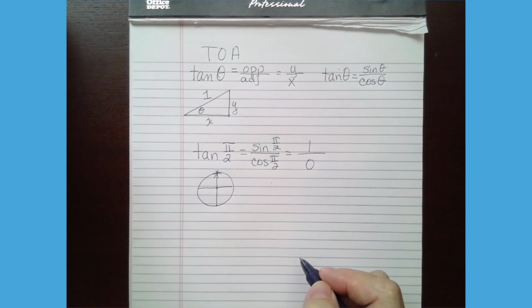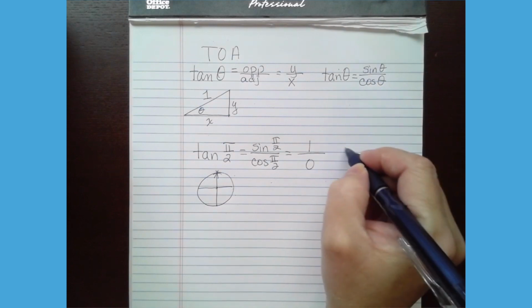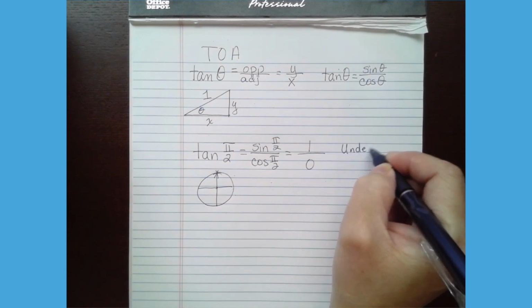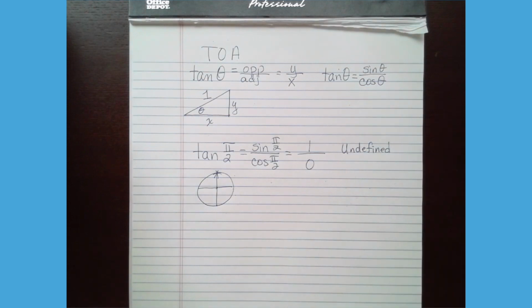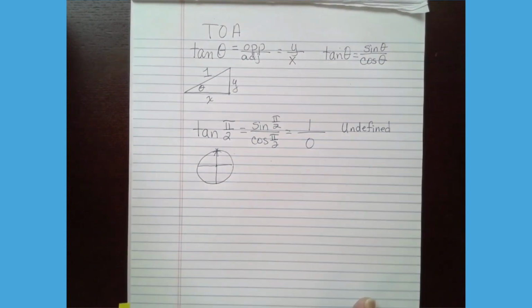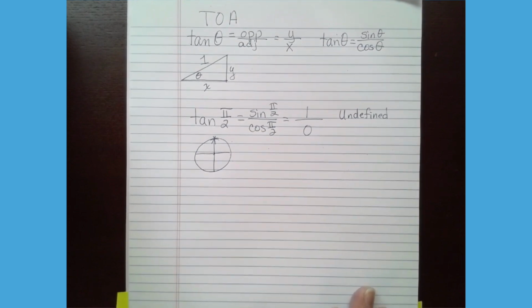Oh my goodness, this scares me. Why do you say that, Miss Morgan? Because there's a 0 in the denominator. And that means that the value of tangent is actually undefined for pi halves. Isn't that crazy? Anytime you have 1 over 0, that is a bad thing. That means you are undefined.